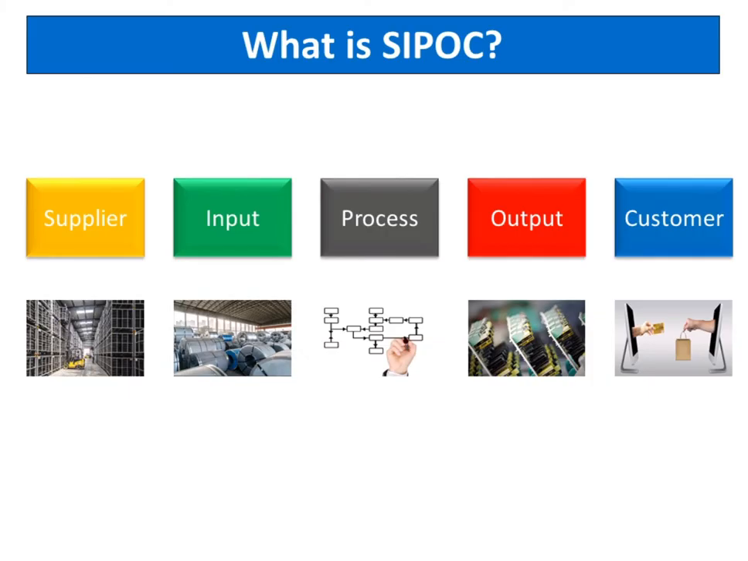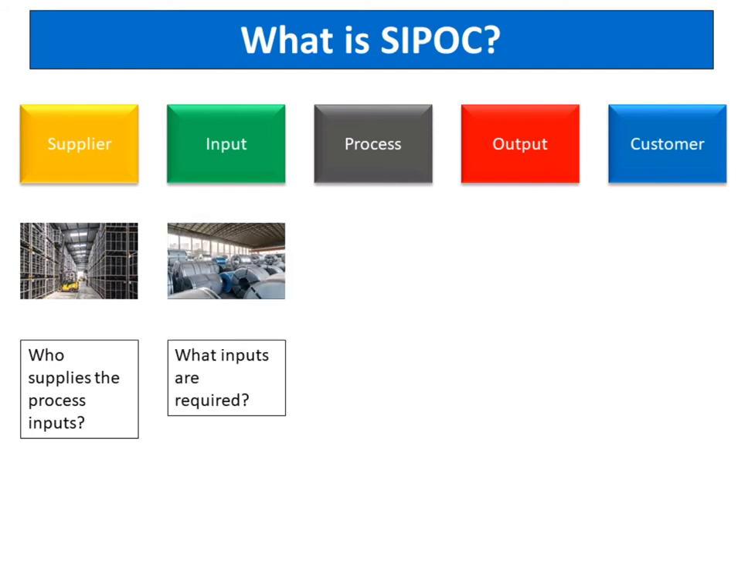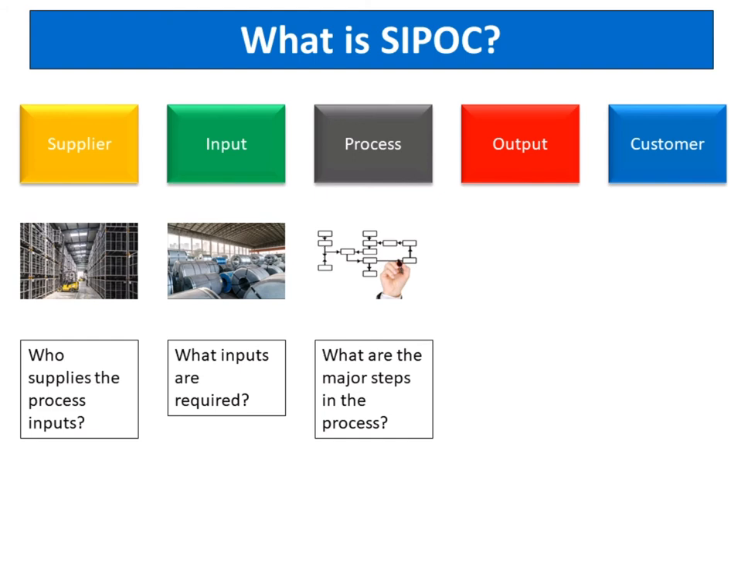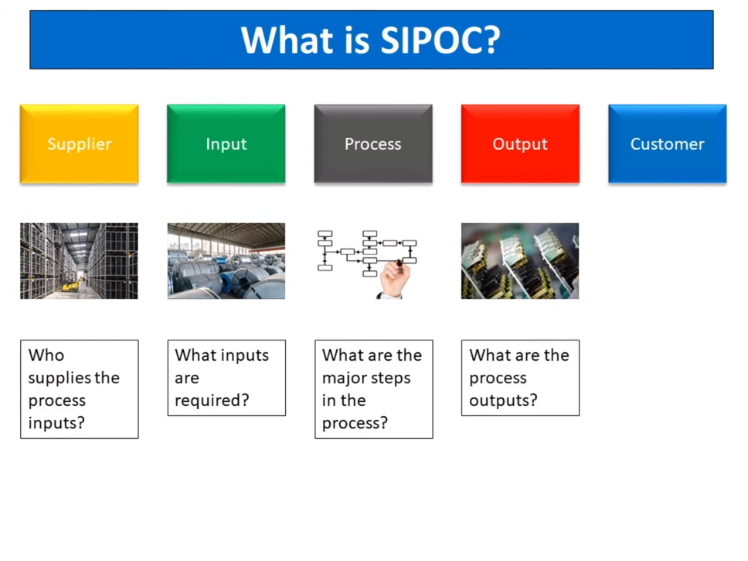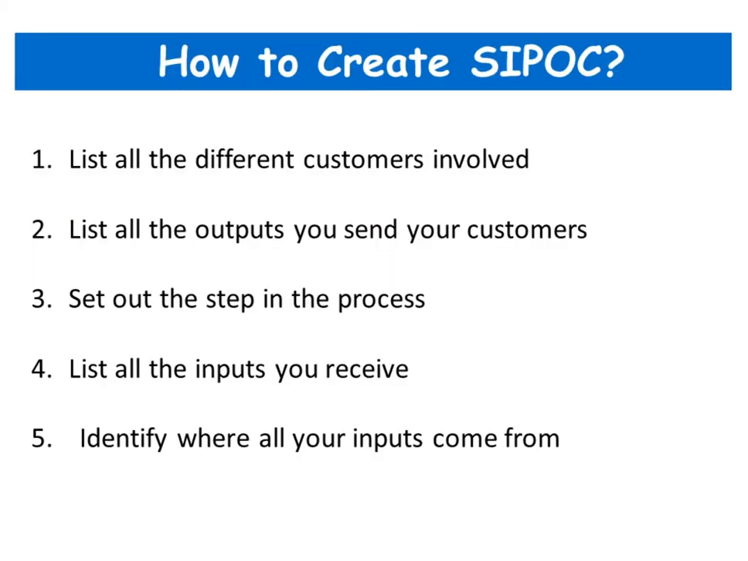So, what do the 5 areas of the diagram include? Here are short explanations. Supplier: who supplies the process inputs? Inputs: what inputs are required? Process: what are the major steps in the process? Output: what are the process outputs? Customer: who receives the outputs?